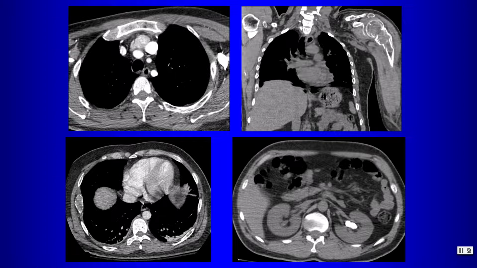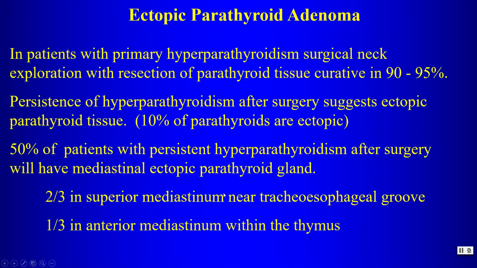So it turns out this is a patient with hyperparathyroidism. So this is an ectopic parathyroid adenoma, and these are brown tumors, and the hypercalcemia results, of course, in the renal stone. So an ectopic parathyroid adenoma.